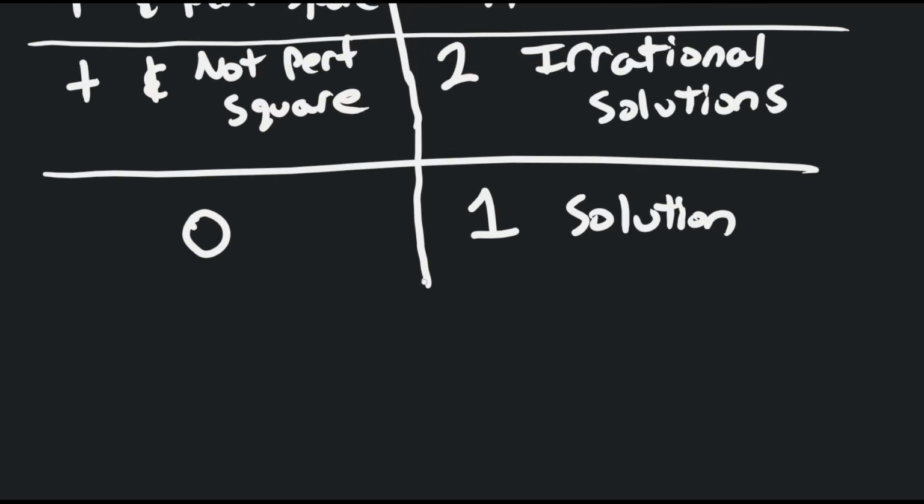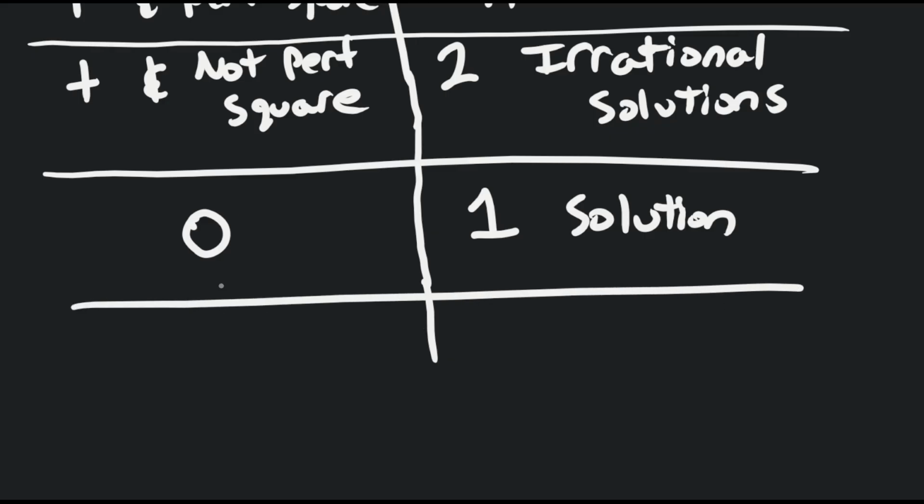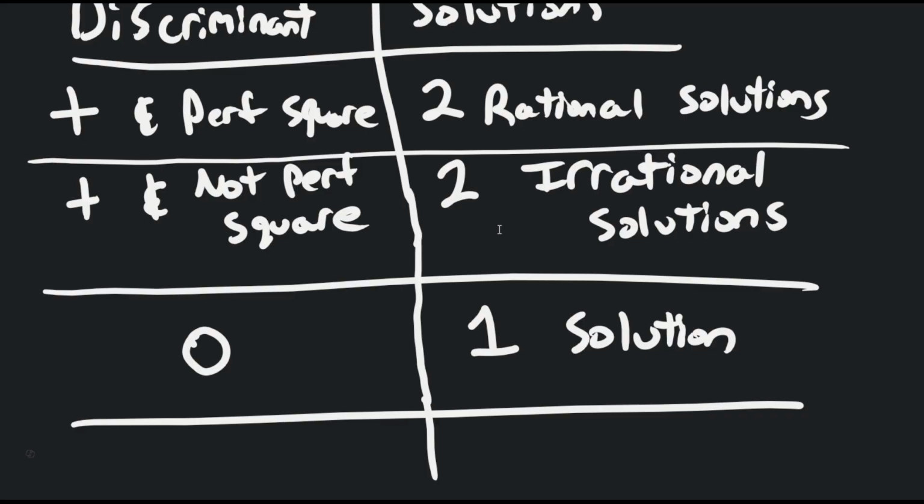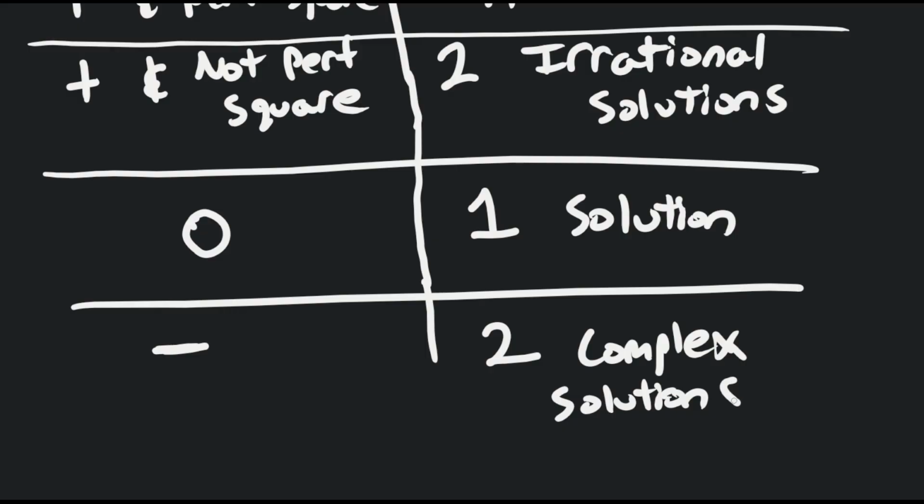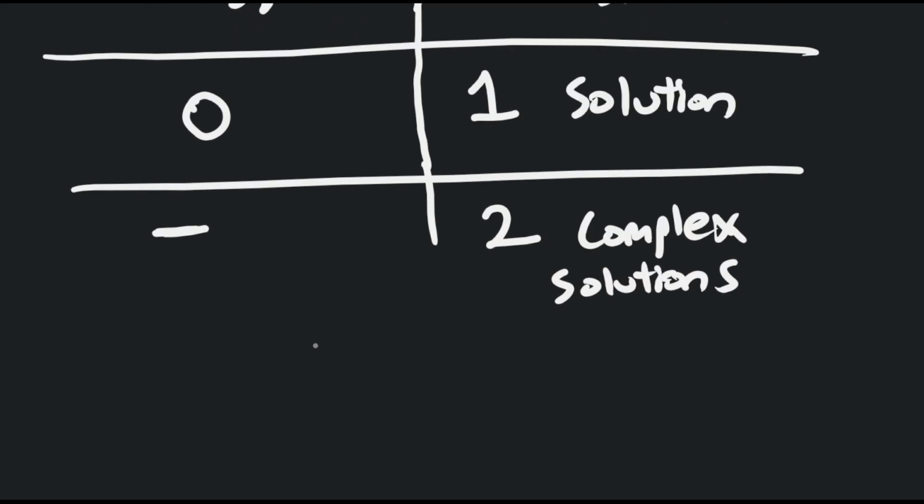So now one more thing. What if the discriminant is negative? It's a negative discriminant. That means you will have two complex solutions. And what that means is you will have two solutions that are complex numbers. Remember complex numbers in the form of a plus bi. That means there's an imaginary number involved in there.